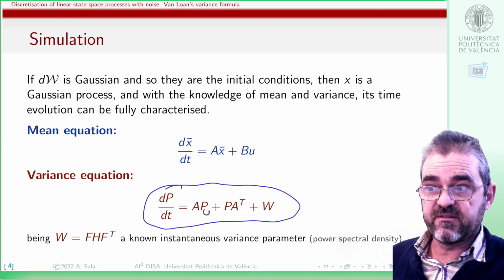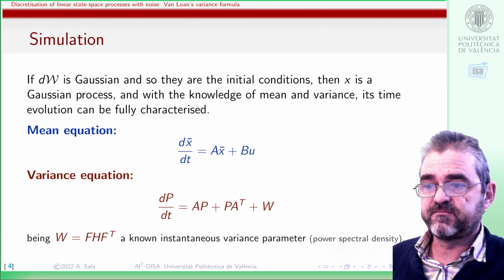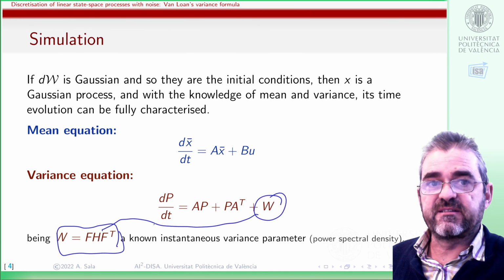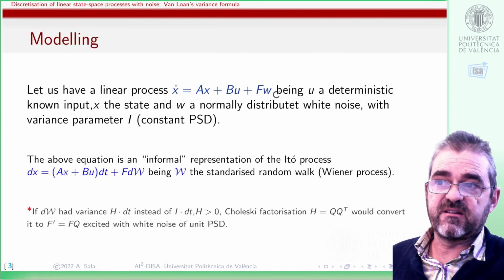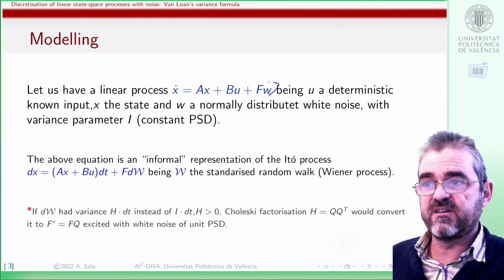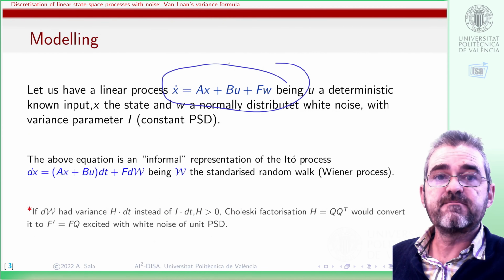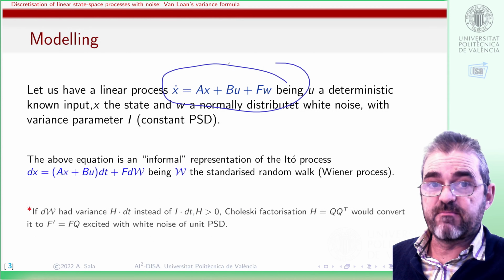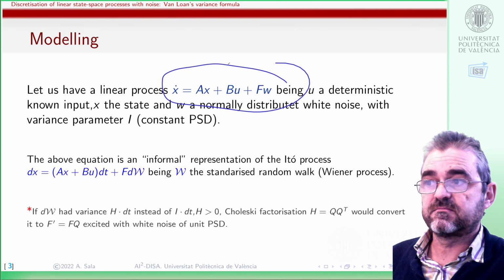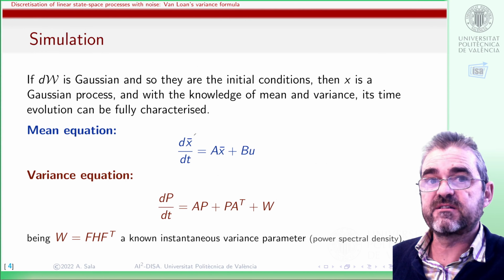Anyway, these are linear ordinary differential equations that can be solved with exponentials and integrals of exponentials. In the variance equation, this W is a known variance or power spectral density parameter obtained by multiplying left F, right F transposed, the power spectral density of the exciting noise. If we wish to discretize this process, then we need to integrate the mean and variance equations during a sampling period, capital T. Let us discuss briefly now the mean equation.